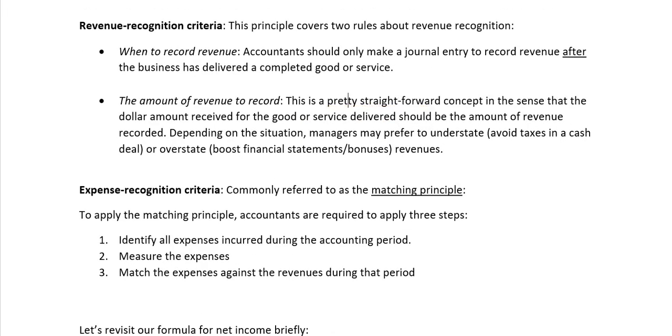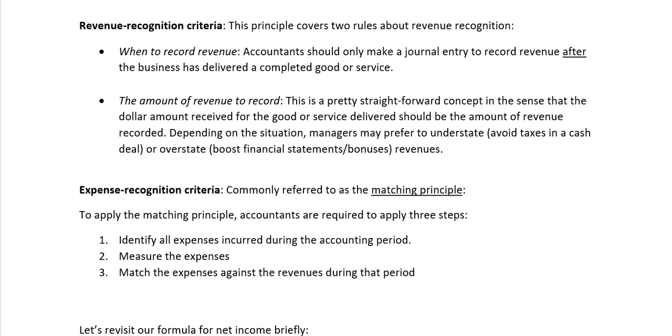Moving on to revenue recognition criteria. This principle covers two broad concepts about revenue recognition. First, when to record revenue. Accountants should only make a journal entry to record revenue after we have completed a good or service. Second, the amount of revenue to record. This is a pretty straightforward concept in the sense that the dollar amount received for the good or service should be the amount of revenue recorded.